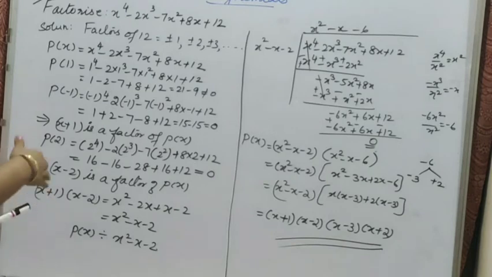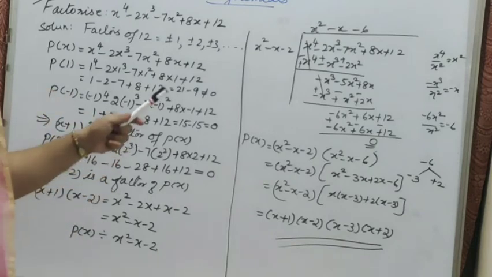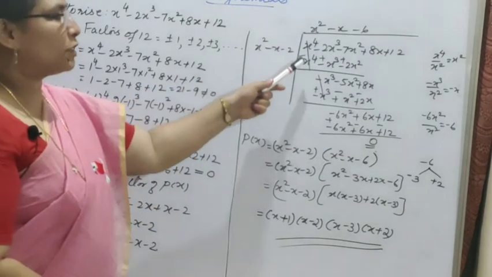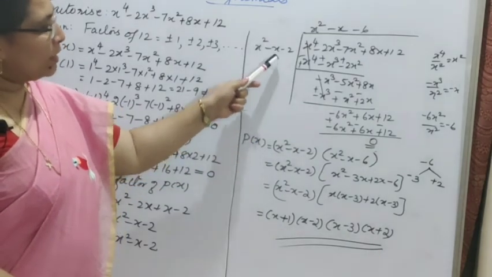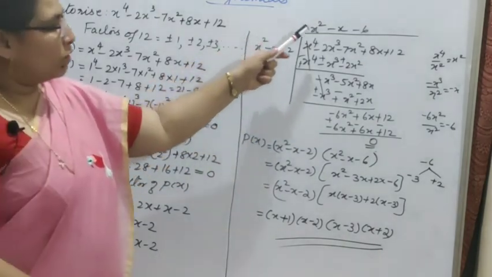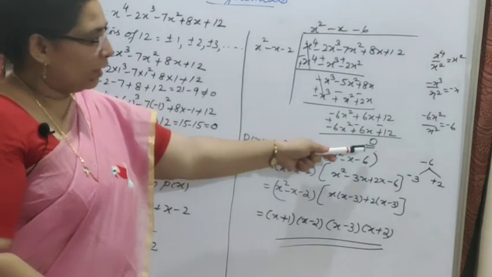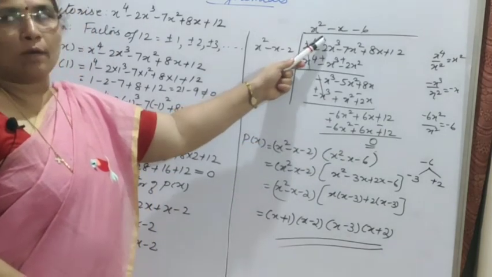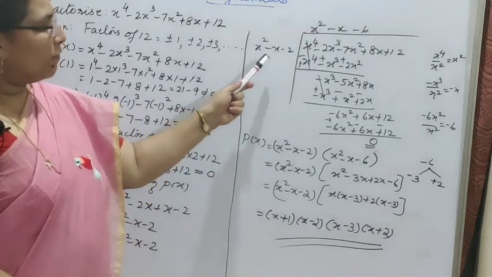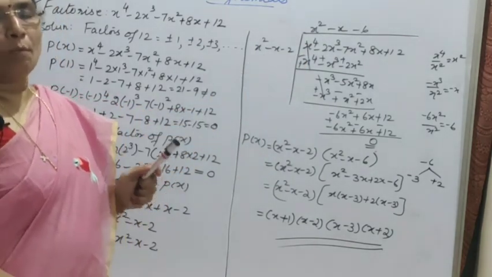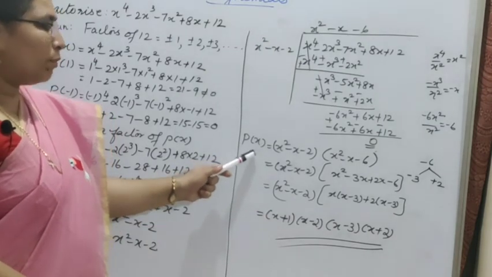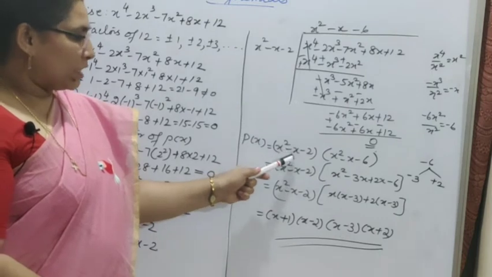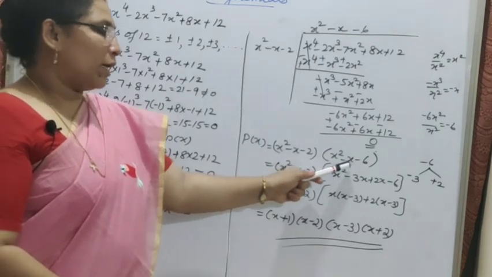Now we got the divisor for the second one. So the second part is P of x to be divided by x square minus x minus 2. So the division process: x square minus x minus 2 we are doing. In the normal long division method only, you will get the remainder as 0 there. So what is the quotient? x square minus x minus 6. And what is the divisor? x square minus x minus 2. By using the division algorithm, we can write P of x equals divisor into quotient. So x square minus x minus 2 into x square minus x minus 6.